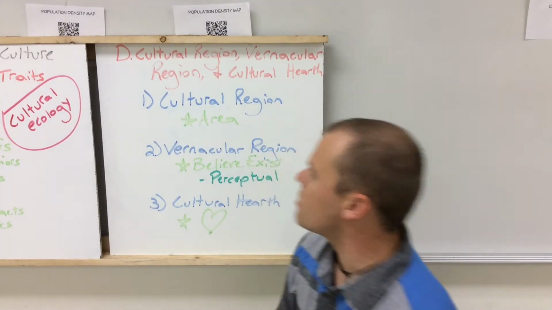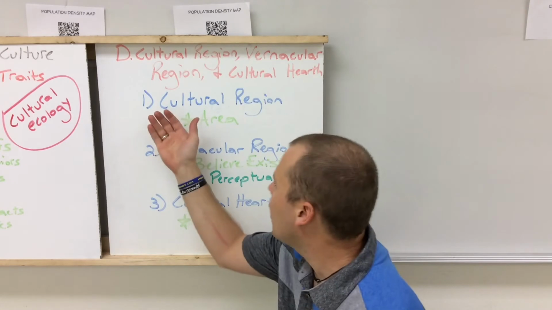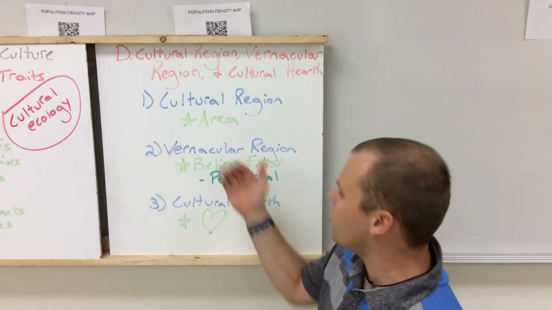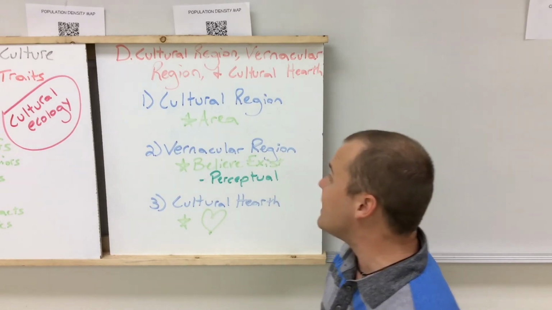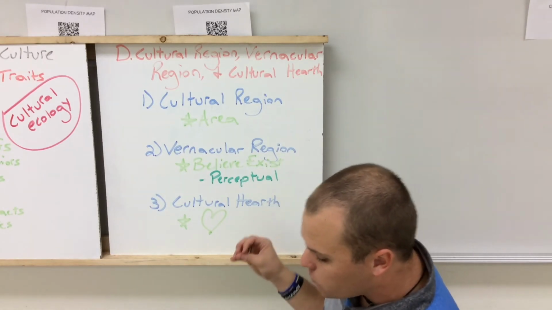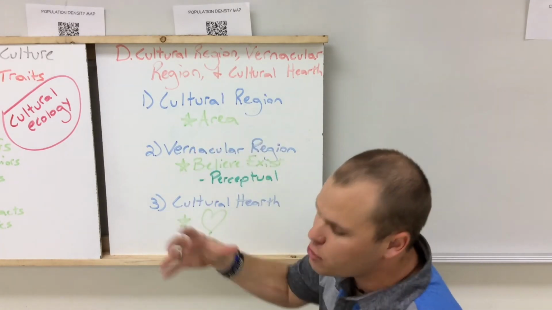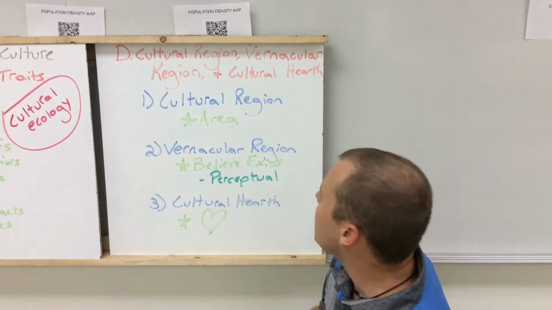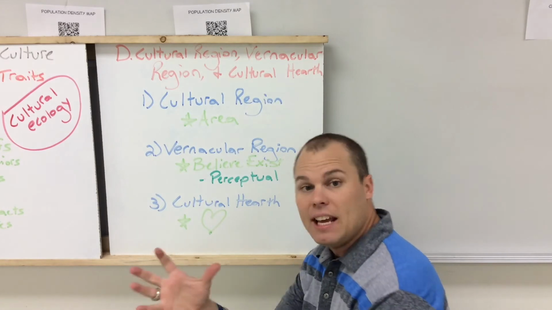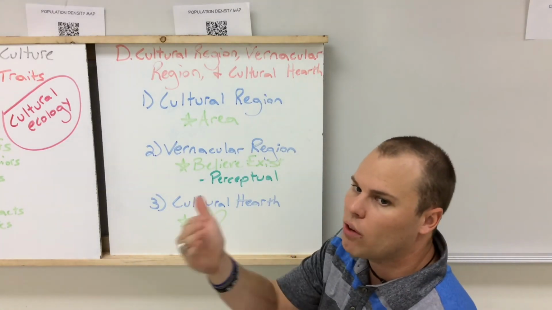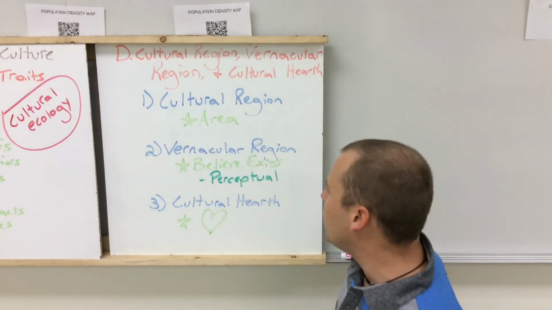Okay, your next concepts that we're looking at are cultural region, vernacular region, and cultural hearth. What we're looking at with cultural region is a study of an area where a culture exists. The idea is that this area is marked by distinguishing characteristics that make up a culture in a specific geographical area. That's what we're looking at by cultural region. So different cultural regions like East Asia have different elements of culture versus South Asia. Okay, it's geographic areas that make up a region.